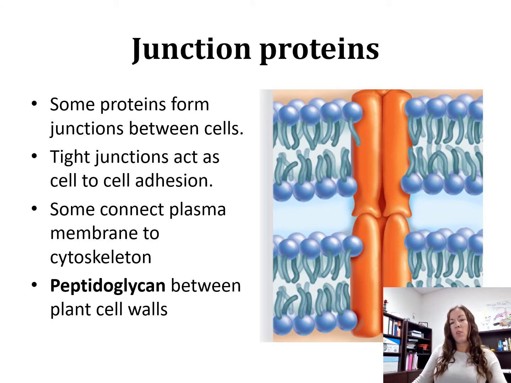Junction proteins are those proteins that form junctions between cells. And so the really tight junctions help cells stick together. Some connect the plasma membrane to the cytoskeleton. And there is peptidoglycan between plant cell wall junctions as well. So that's a structural carbohydrate, if you remember.